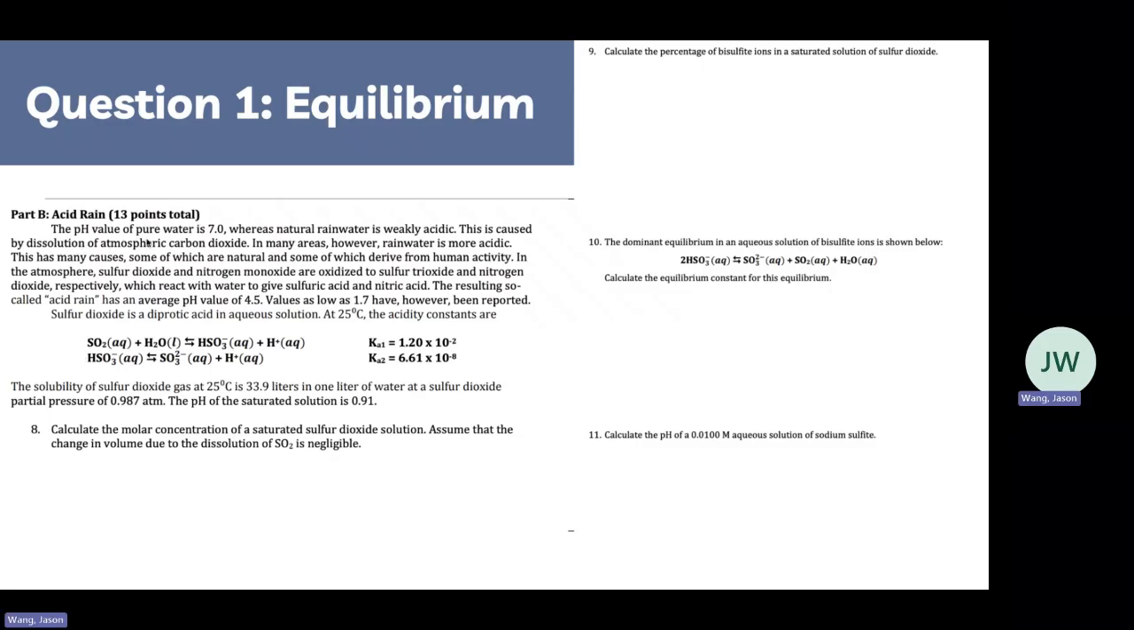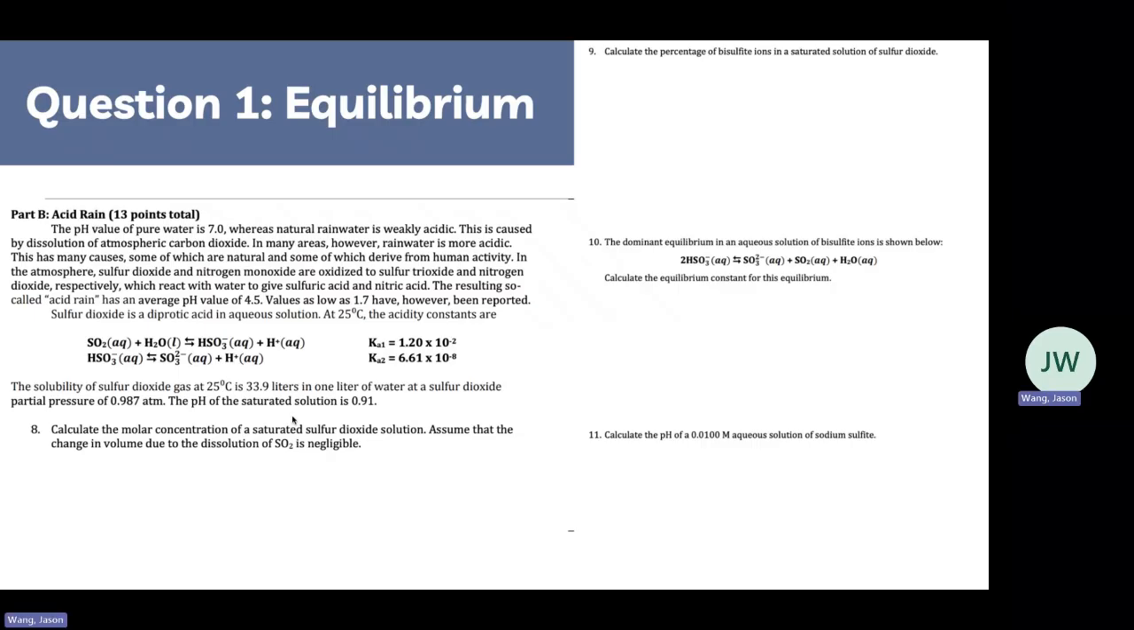The pH value of pure water is 7.0, whereas natural water is relatively acidic. This is caused by dissolution of atmospheric carbon dioxide. In many areas, however, rainwater is more acidic. This has many causes, some of which are natural and some of which derive from human activity. In the atmosphere, sulfur dioxide and nitrogen monoxide are oxidized to sulfur trioxide and nitrogen dioxide, respectively, which react with water to give sulfuric acid and nitric acid. The resulting so-called acid rain has a pH value of around 4.5. Values as low as 1.7 have been reported.